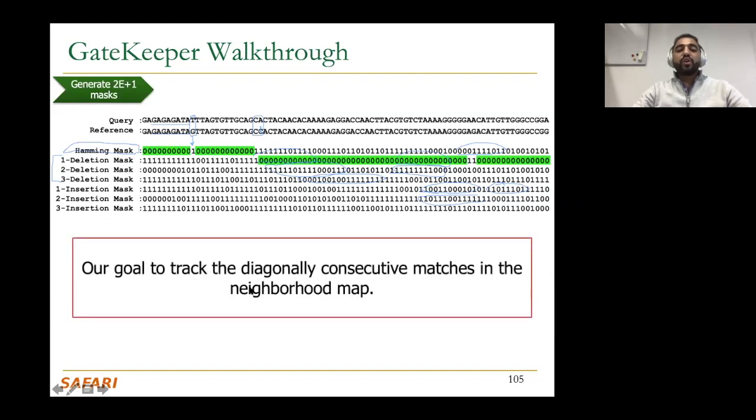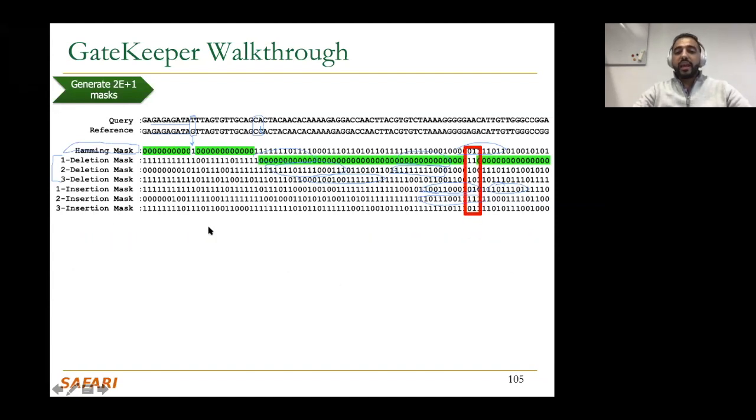So now our goal is to track the diagonal consecutive matches in the neighborhood map. This is what we call the neighborhood map, all these vectors together. How do we do that? As I mentioned, we do the AND operation here such that it's nicely fed to the FPGA. But remember, as we do the AND operation, we see here there are 2 ones that are caused by mismatches somewhere here, and a mismatch here, which is the deletion, and the mismatch here, which is the substitution. So how many mismatches in total, or edits? We have 1, 2, 3, 4. So we have 4 edits.